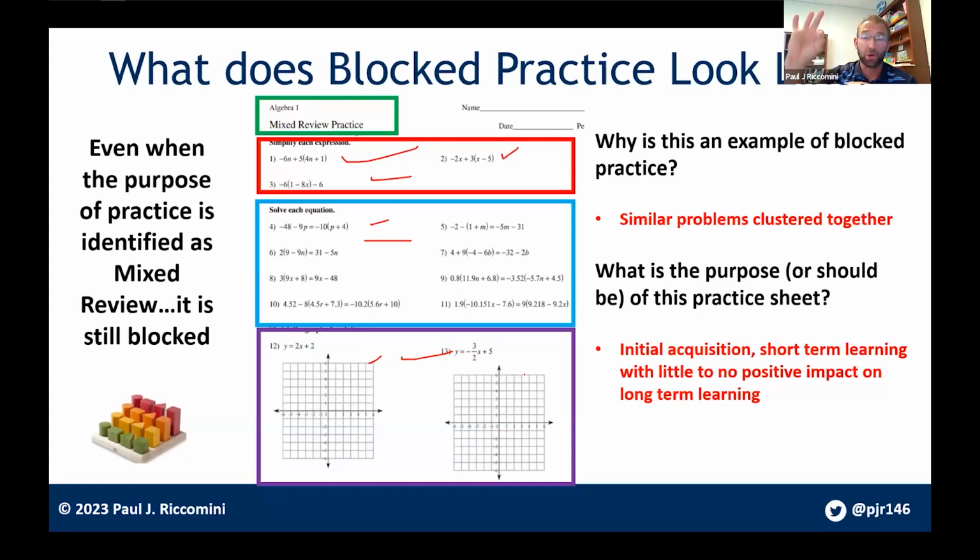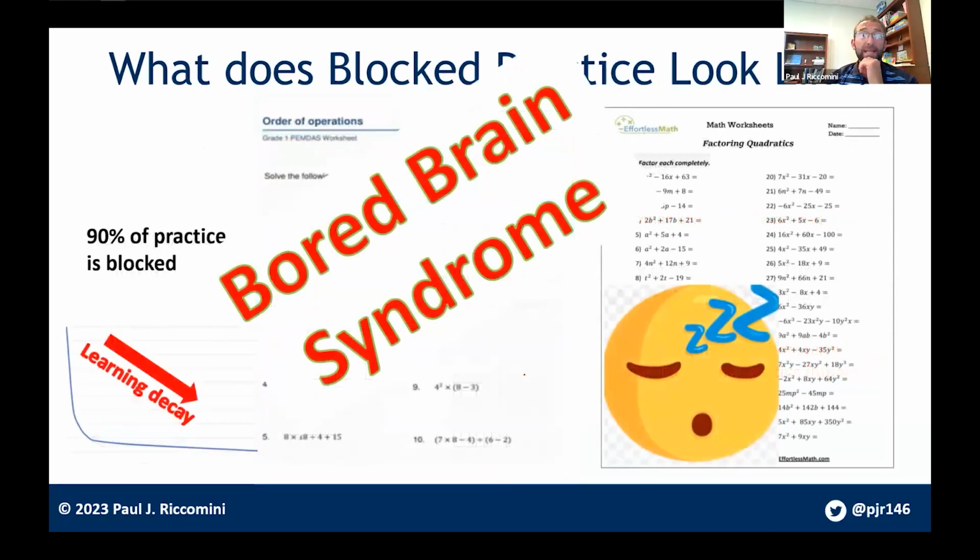You are going to get a short-term bump that fades very quickly with the forgetting curve. So what block practice ends up giving us is what's called bored brain syndrome. The brain just, after a while, stops thinking during block practice, and it becomes regurgitation. They're not processing, they're not thinking, they're not discriminating, they're not generalizing. They're just going through the motions.